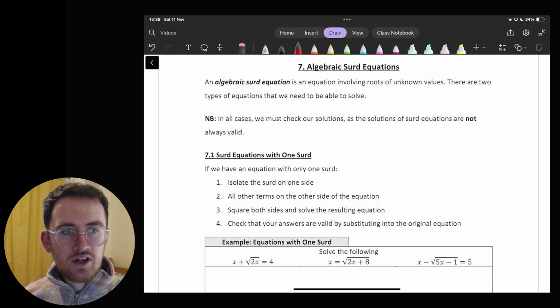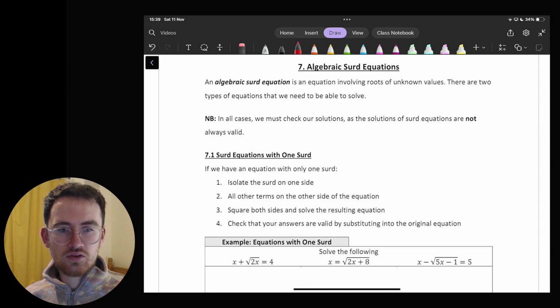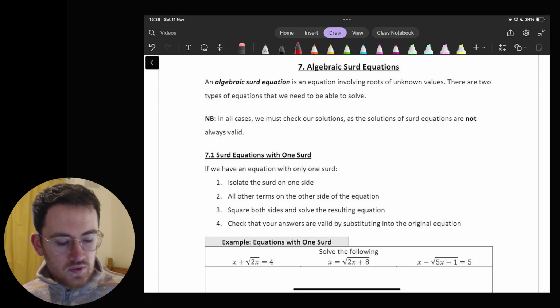What we need to be careful of is when we make use of that. So that's going to be the key thing going through this: when do we choose to square both sides? The other thing that's important with these is that we have to always check our solutions.